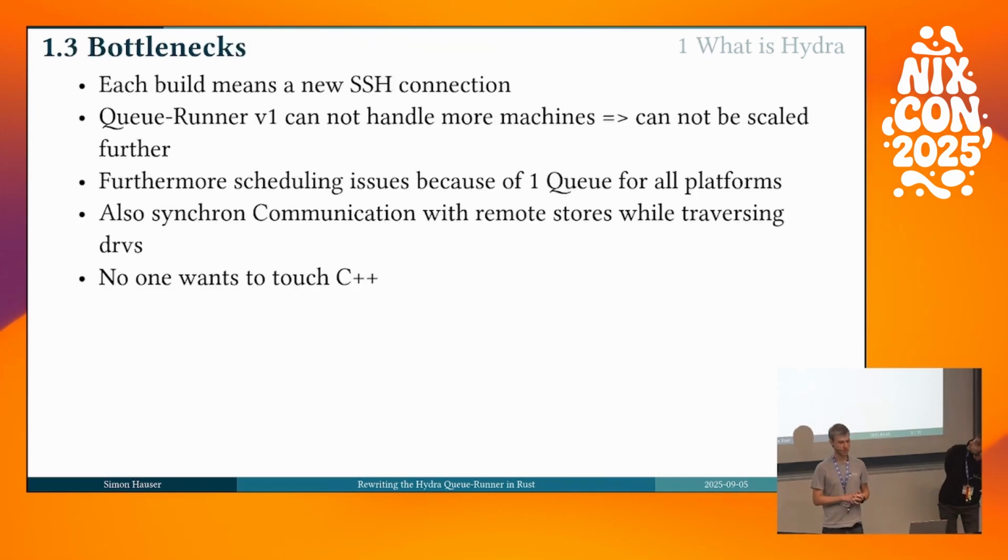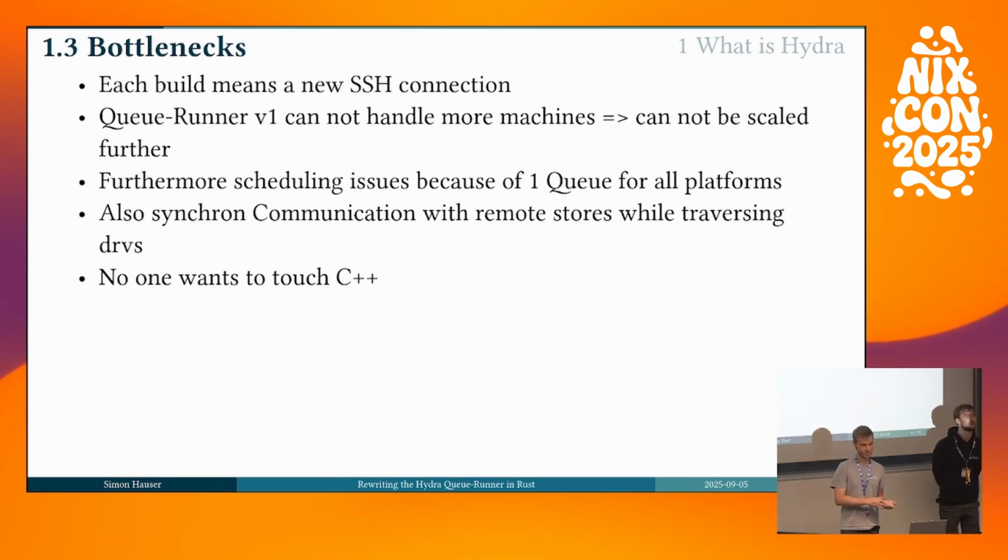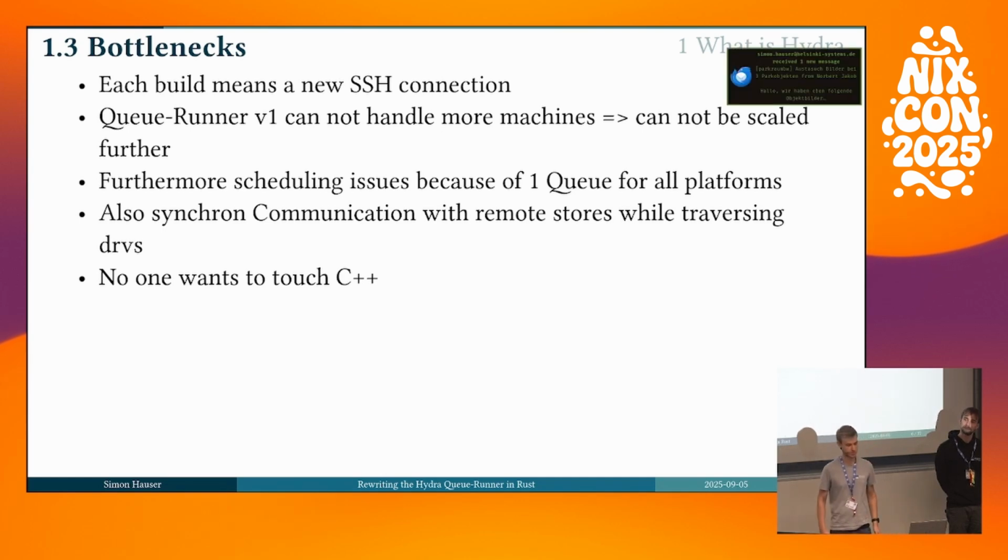This is a bunch of bottlenecks. Besides, each build needs a separate SSH connection. We currently have the problem that we can no longer handle more machines. If you just went to the State of the Union presentation, the infra team, Jörg, mentioned this: we have more machines, but we cannot bring the builds to these machines any faster. This means we have further scheduling issues because everything is done in one queue. The queue is also not persistent, so every time the queue is reevaluated. We also have a lot of synchronous communication with the remote store.